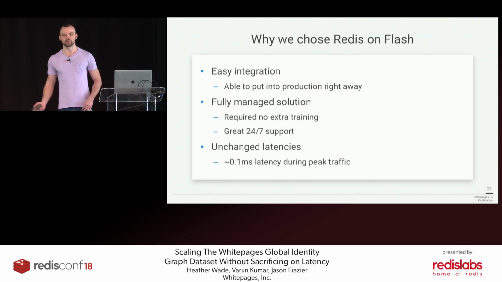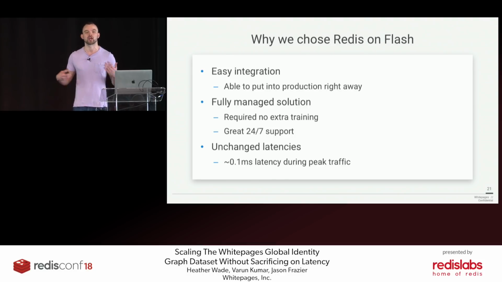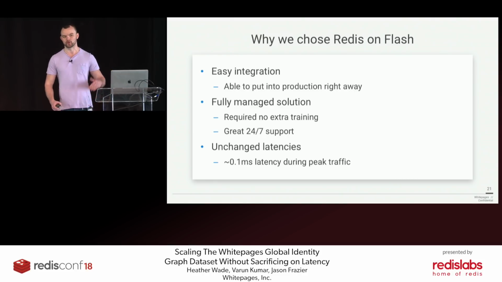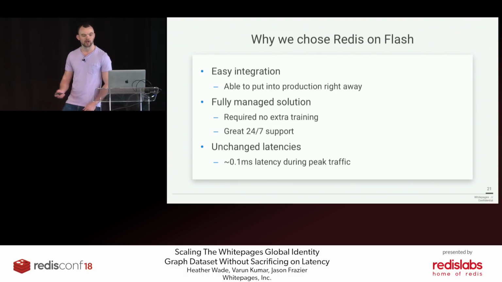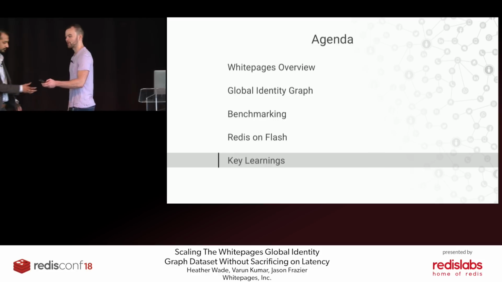And because we were sticking with Redis, we saw completely unchanged latencies. We were still seeing roughly 0.1 milliseconds during peak traffic times, which is perfect, exactly what we needed. It's pretty much the best of both worlds. We got the cost savings we wanted and didn't sacrifice anything on latency. So now I'll hand it back to Varun.